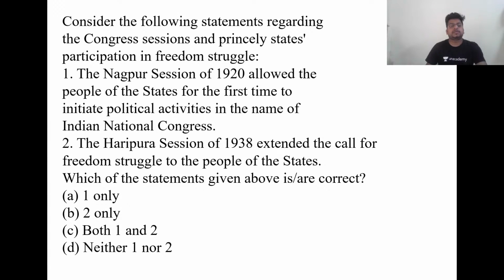Consider the following statements regarding the Congress sessions and princely states' participation in the freedom struggle. The Nagpur session of 1920 allowed the people of the states for the first time to initiate political activities in the Indian National Congress. Second, the Haripura session of 1938 extended the call for freedom struggle to the people of the states. The first statement is wrong.